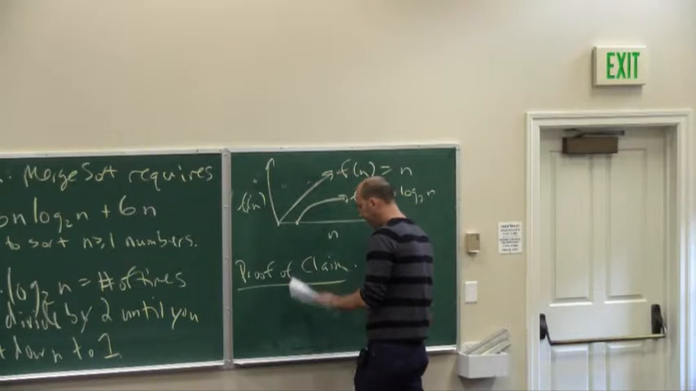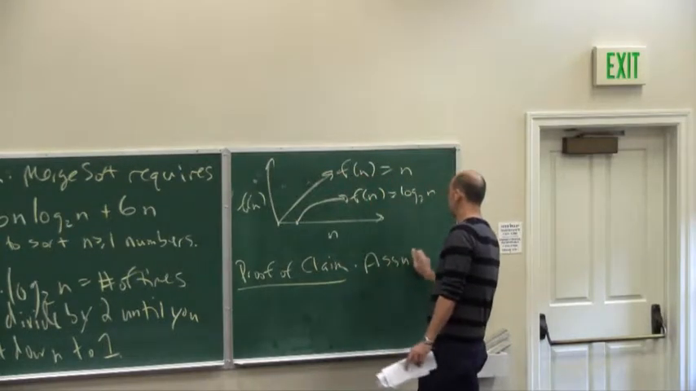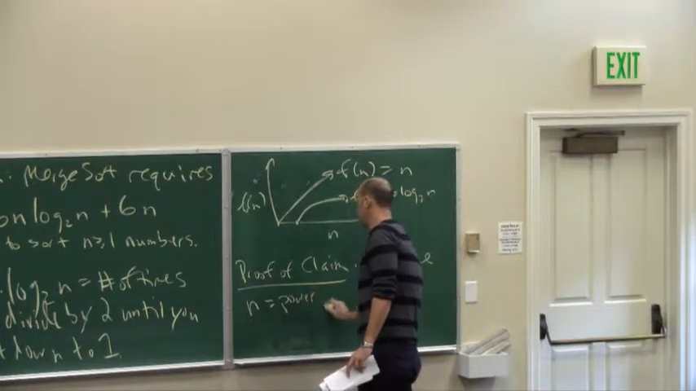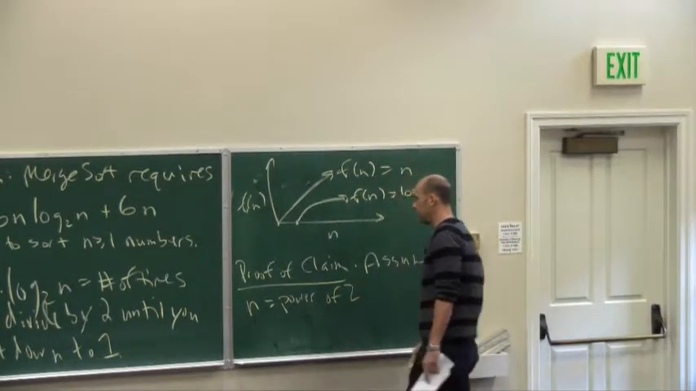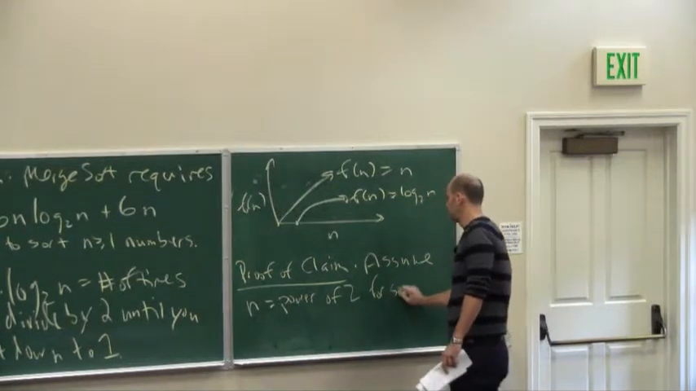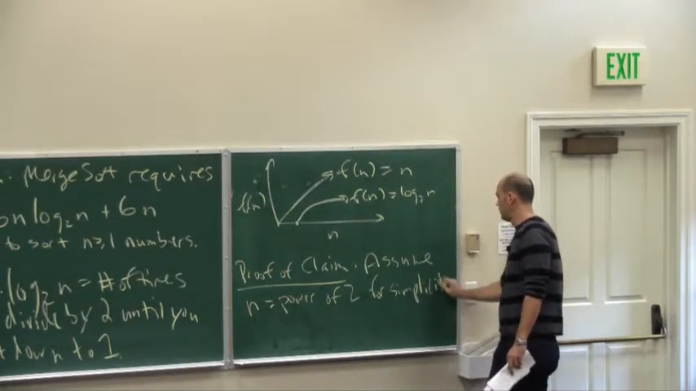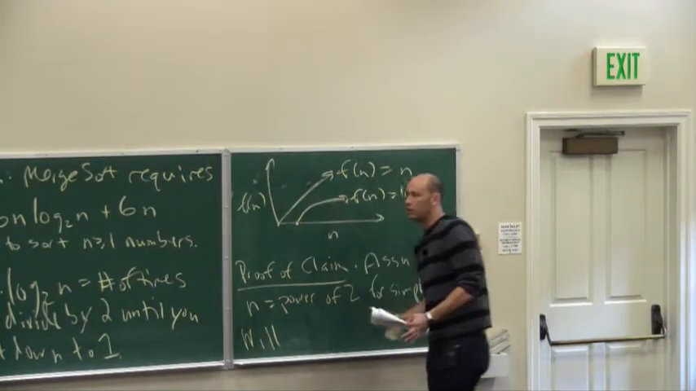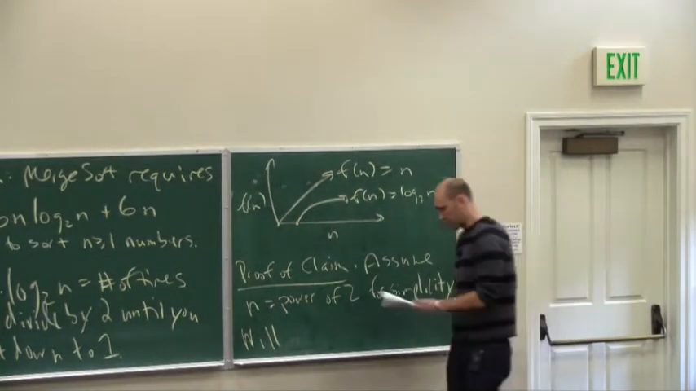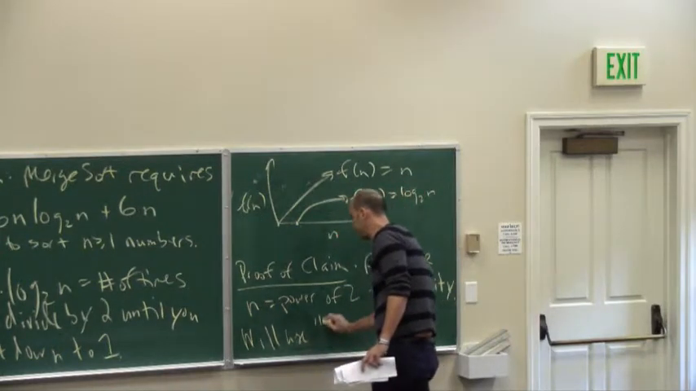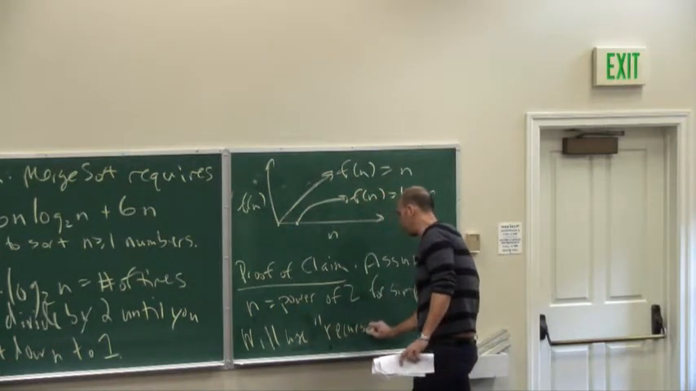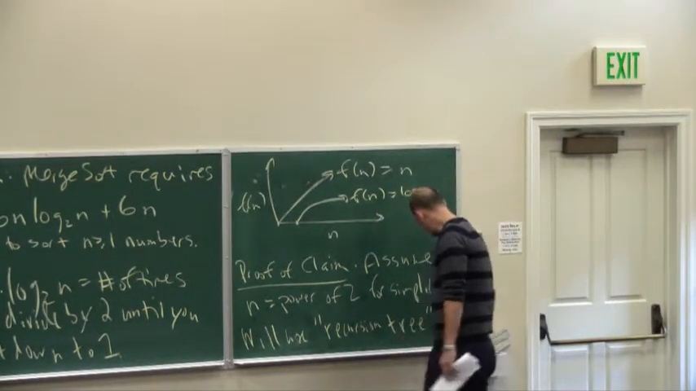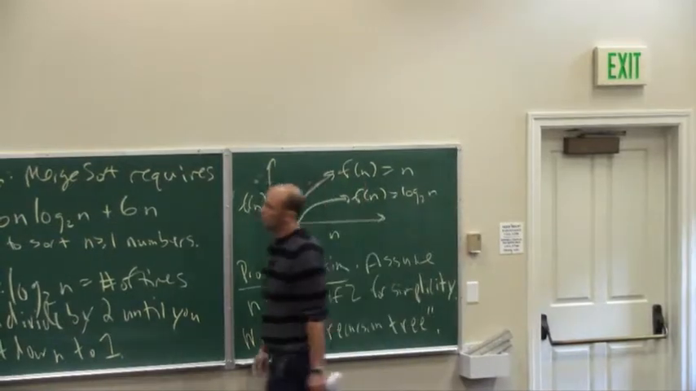Proof of claim. So assume n is a power of 2. Doesn't really matter, but this will just keep it cleaner. And this organizational tool to count up the work is called the recursion tree. Okay? And we'll see this again on Tuesday. This turns out to be a quite powerful argument, but I want to get you used to it just in the context of merge sort.